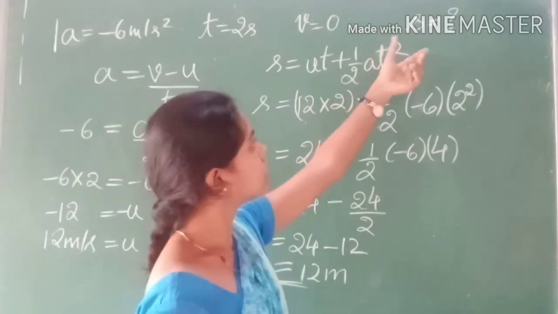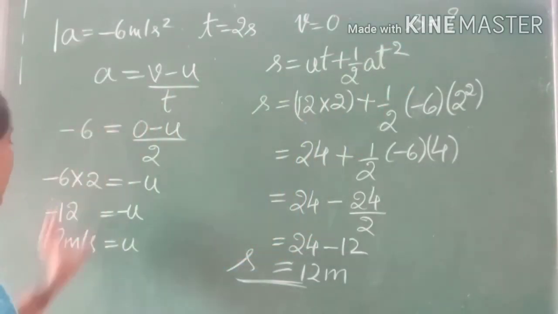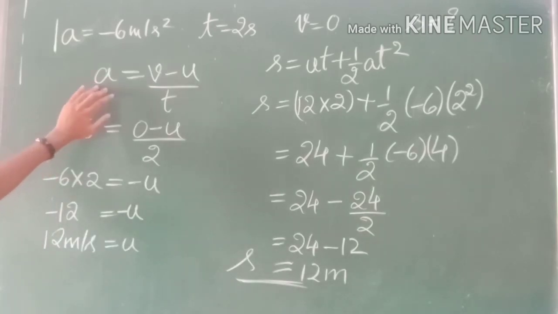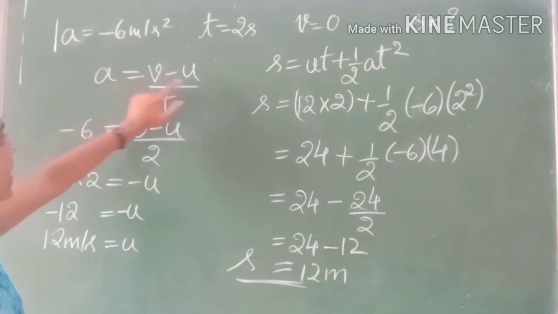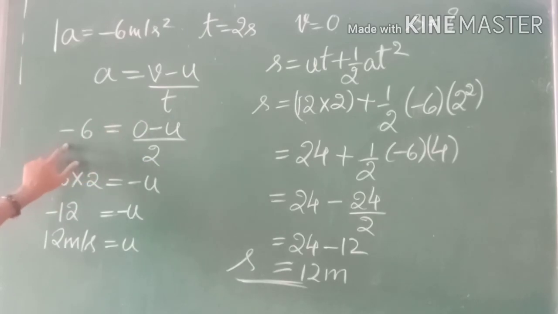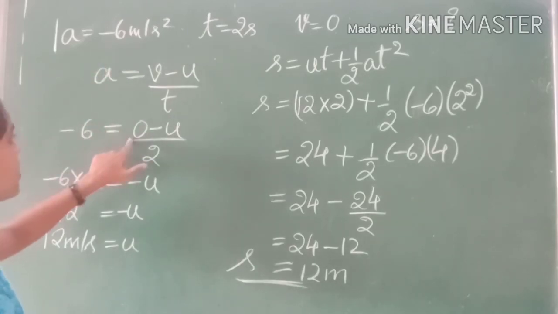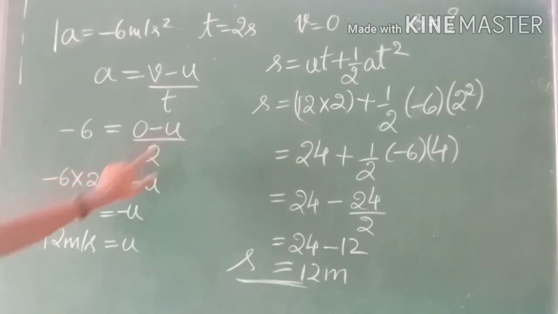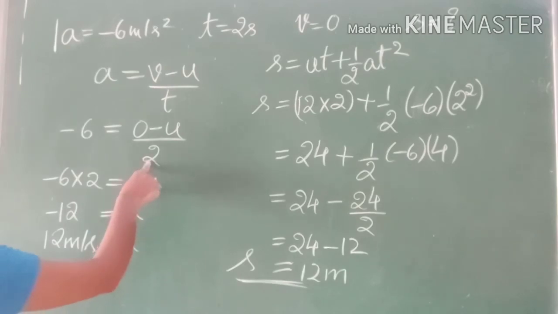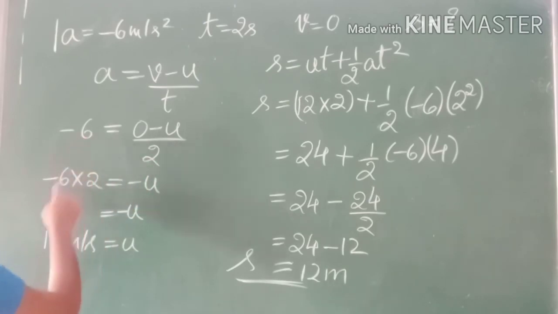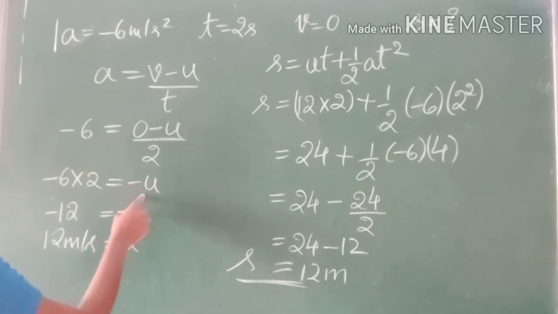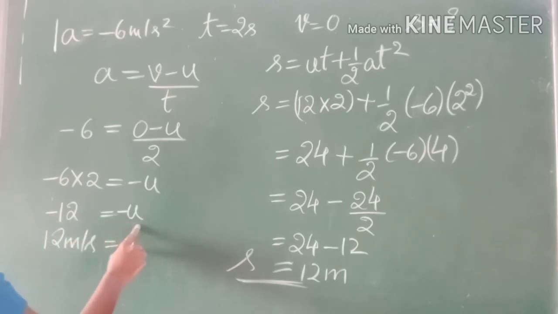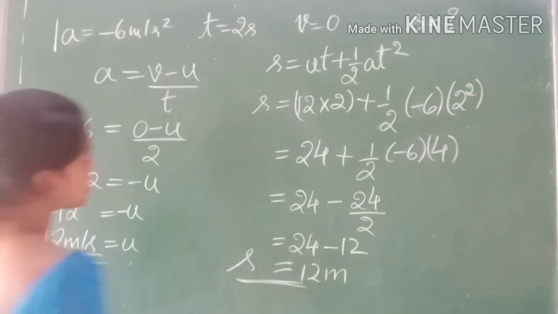To find the s value, we should know the value of u. So I will use the acceleration formula: a is equal to (v minus u) divided by t. So a is equal to minus 6, v is 0, minus u is not given, you have to find it out, divided by t, t is 2. Then take this to the left: minus 6 into 2 is equal to minus u. Minus 12 is equal to minus u, that means u is equal to 12 meter per second, that is the initial velocity of the object.